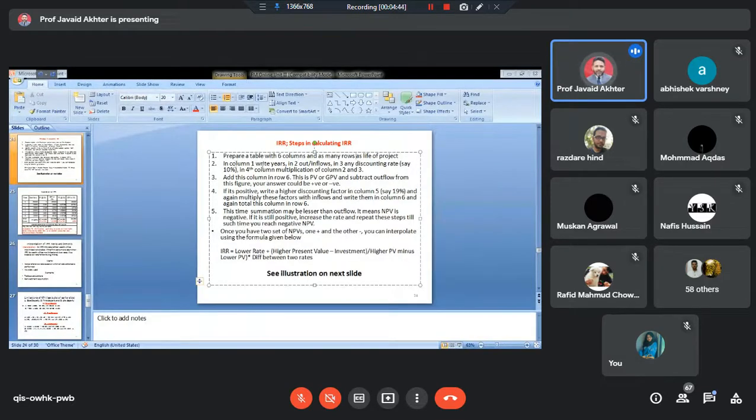In column number 1, write years. It is nothing new. In earlier cases also we have written the same thing. In column 2, we write inflow or outflow. Same thing we did in the previous slides also. In column number 3, we write discounting factor. Here we can write any discounting factor. When I say any, I will tell you how to reach approximate. Any could be 1%, any could be 100%.